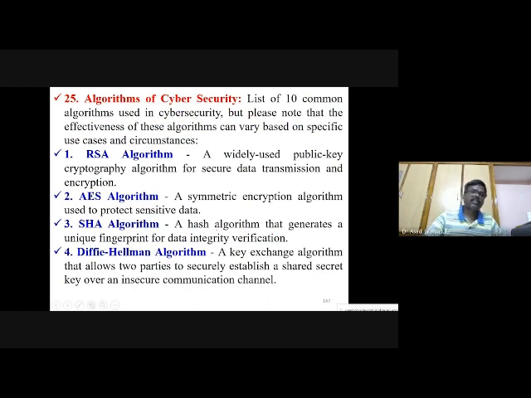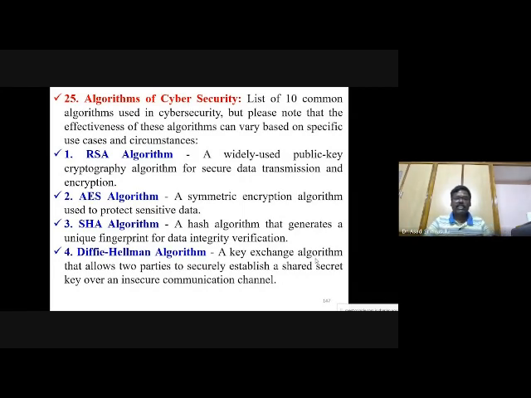And these are the famous cyber security algorithms. The first one is the RSA algorithm. It is a widely used public key cryptography algorithm for secure data transmission and encryption. I am going to demonstrate the RSA algorithm right now. Then the AES algorithm, Advanced Encryption Standard algorithm. It is a symmetric encryption algorithm used to protect sensitive data.